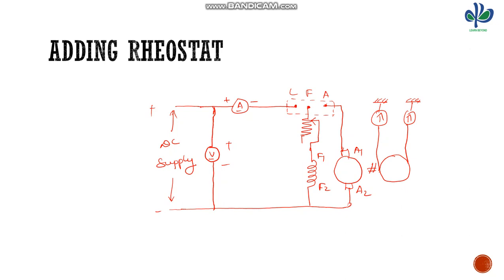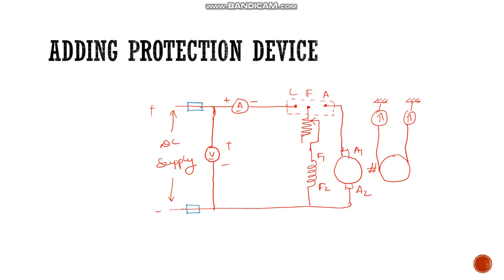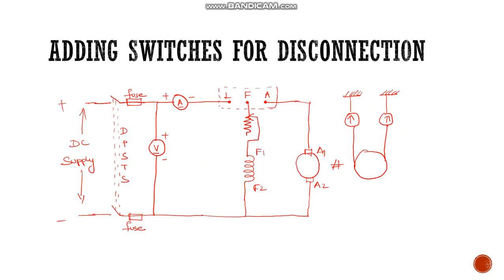So in this circuit diagram we have added the rheostat towards the field winding, because we want to increase the speed of the machine. Next is the protection device. In order to protect our motor from abnormal conditions in the main supply, we need to add a fuse at the input of the electrical supply of the DC motor. Either we can add a conventional fuse or we can go for MCBs, miniature circuit breakers.